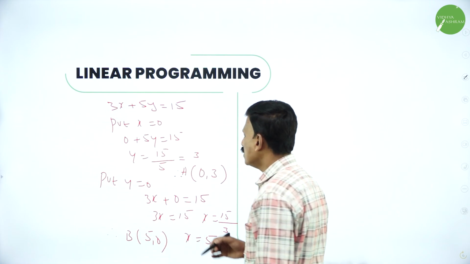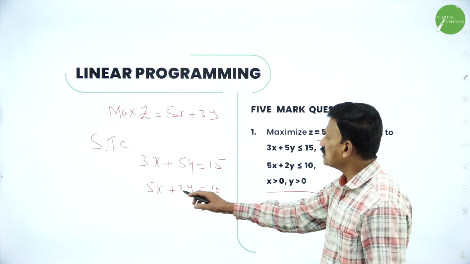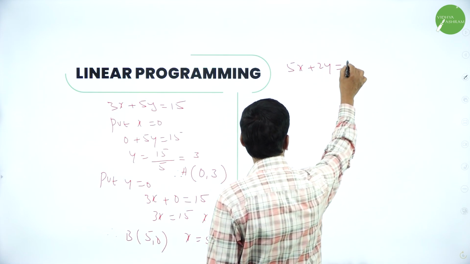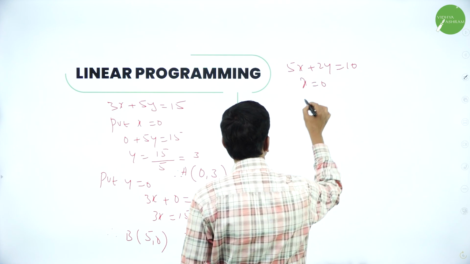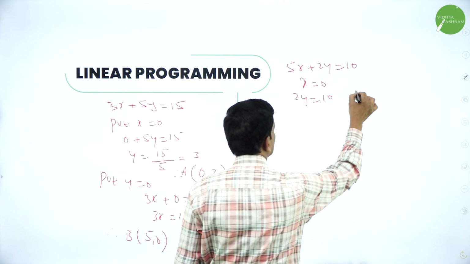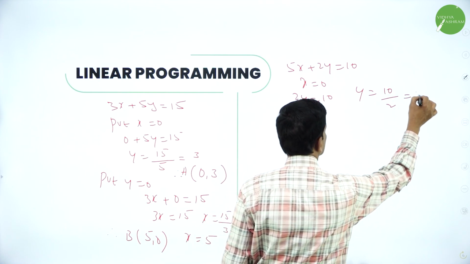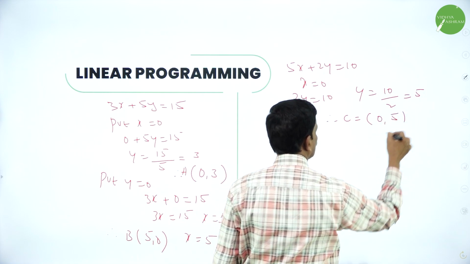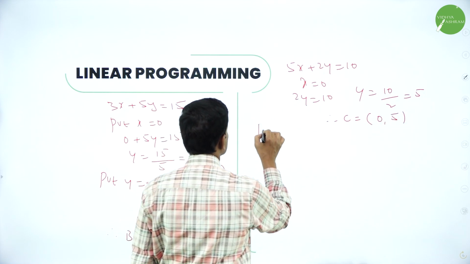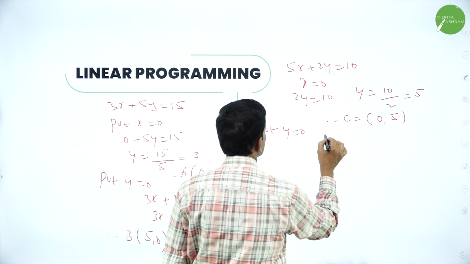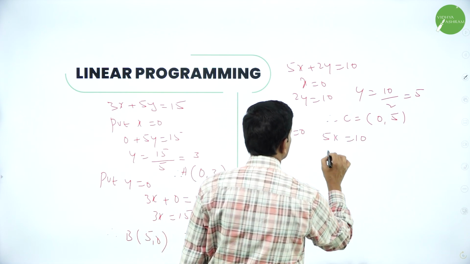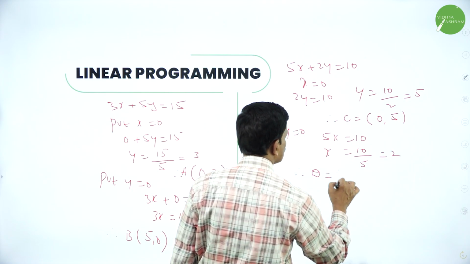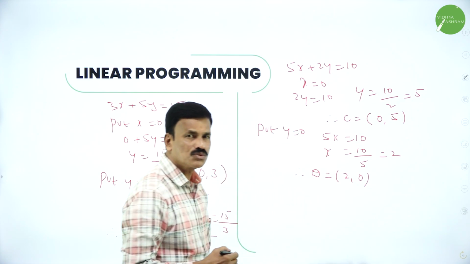Now similarly for the second equation, what is the second equation? 5x plus 2y is equal to 10. Put x is equal to 0, 2y is equal to 10. Therefore y is equal to 10 by 2, that's equal to 5. So the another point C is equal to 0 comma 5. Similarly put y is equal to 0. If you put y is equal to 0, 5x is equal to 10, x is equal to 10 by 5, that is equal to 2. The point D is equal to x comma y, that is 2 comma 0.